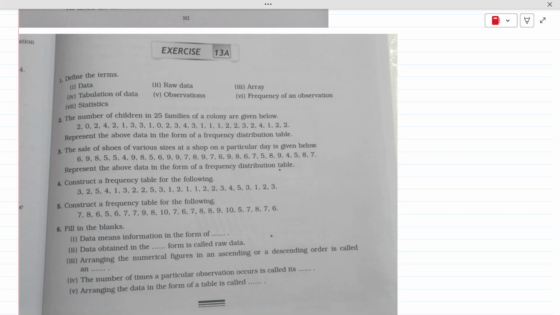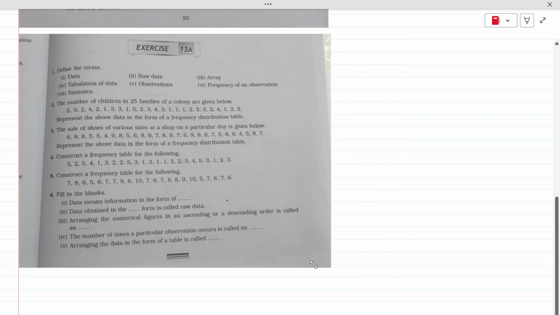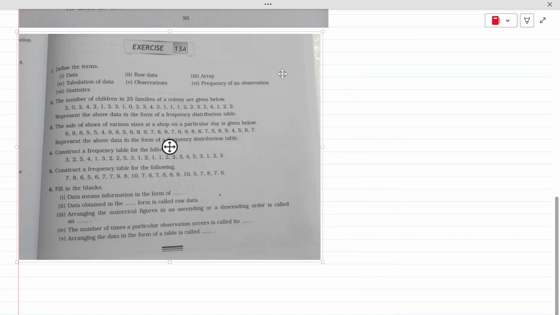Okay, so let's do this. We have done a similar question in our NCERT book also. So what I am going to do is make this diagram here. Answer 2. So this is the table.